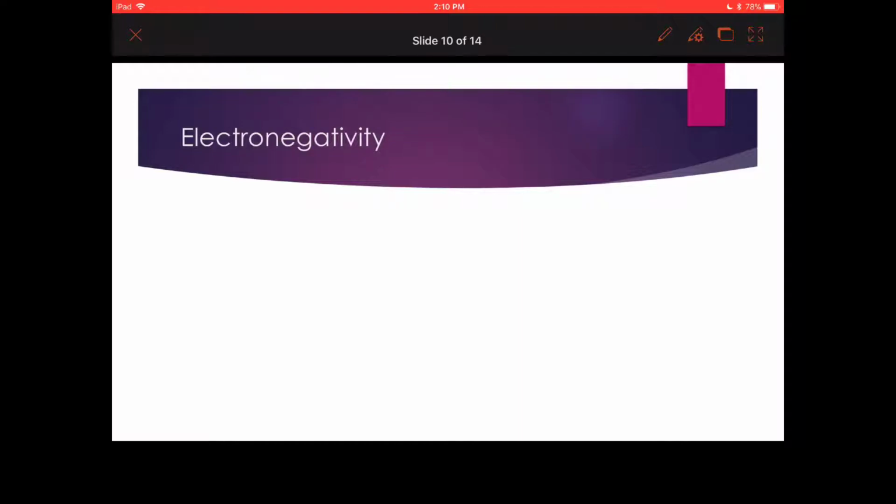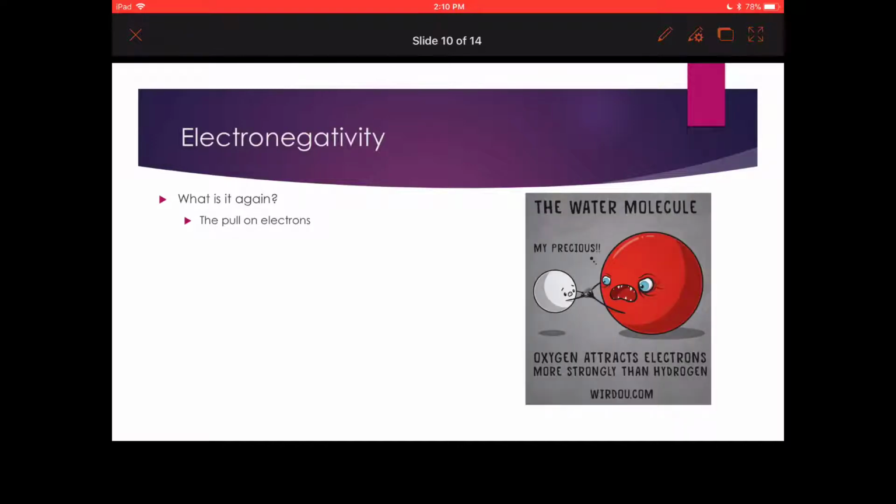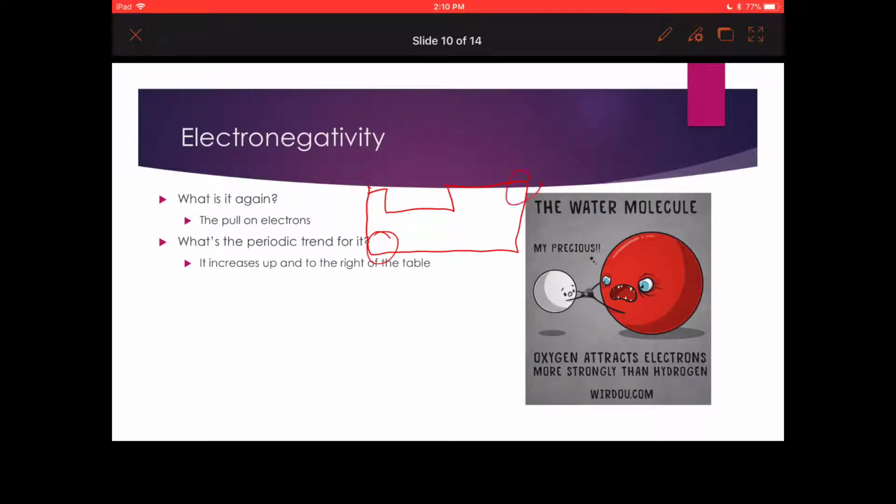Okay, so electronegativity is going to play a big part in what type of bond forms, so we need to go over it again. So electronegativity, this is going to be an atom's pull on electrons when it's bonded. So here we see oxygen is much more electronegative than hydrogen, so it's trying to take those electrons away. What's the periodic trend for it? It's going to increase up and to the right of the table. So if I were to draw out a periodic table here, remember down here it's going to have low electronegativity, and up here we're going to see a high electronegativity. This is with the exception of the noble gases. The noble gases have no electronegativity because they have no desire for more or less electrons.